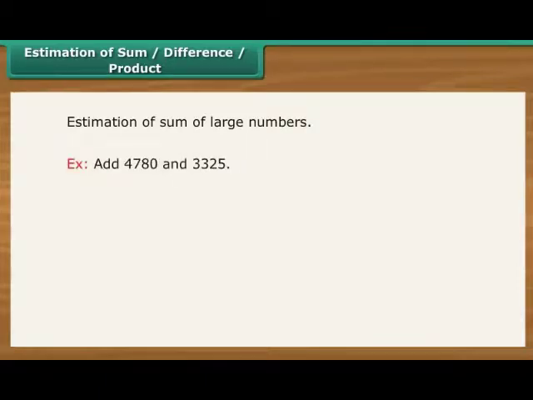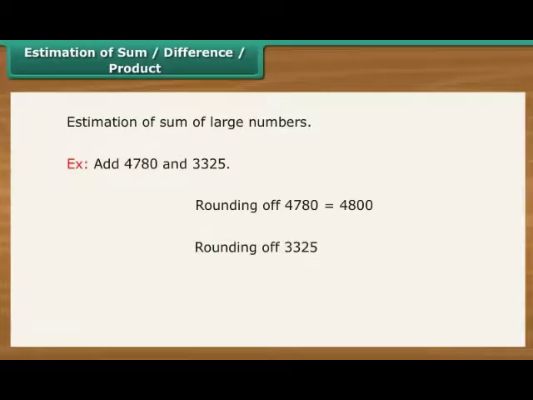Estimation to nearest number can help in the estimation of the sum of two large numbers. For example, add 4780 and 3325. Rounding off 4780 would make it 4800. Rounding off 3325 would make it 3000. Sum of the two, 7800.